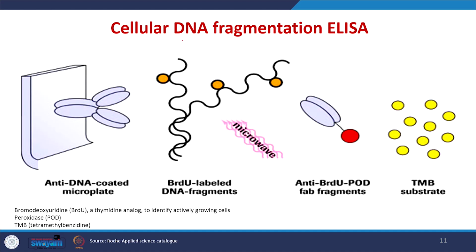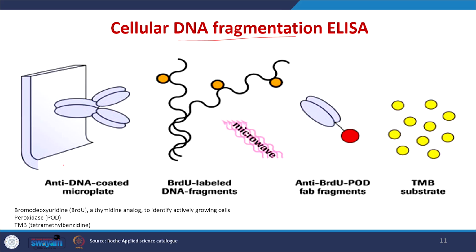Let us learn about another important technique, that is ELISA. By using this ELISA, we can quantify the cellular DNA fragmentation. During apoptosis, cellular DNA will be fragmented, and that can be detected and quantified by using ELISA. Here we are going to use a sandwich ELISA.